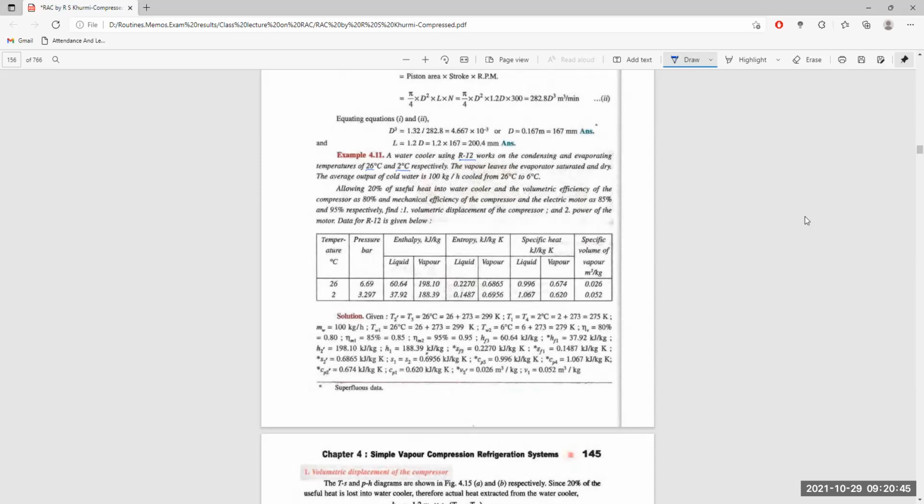And the mechanical efficiency of the compressor means that it is not converting the full input power into the compression process. The motor current is also not fully utilized, which is up to 95%. So we have to use these to find the volumetric displacement of the compressor itself and the power of the motor itself. And the data are given here.